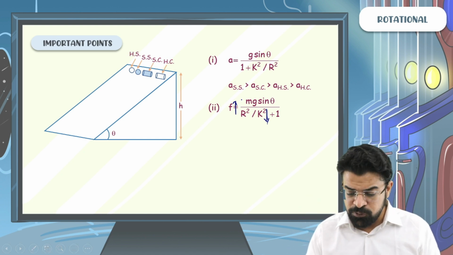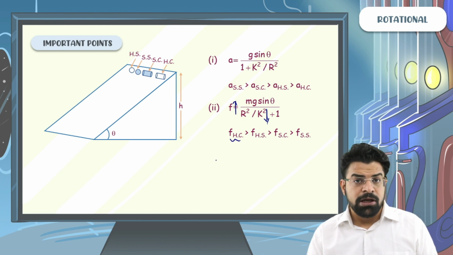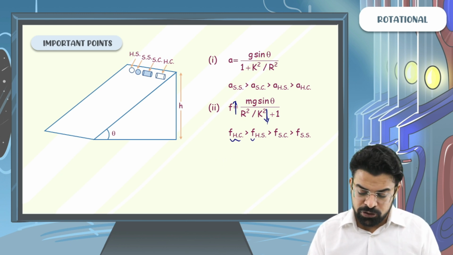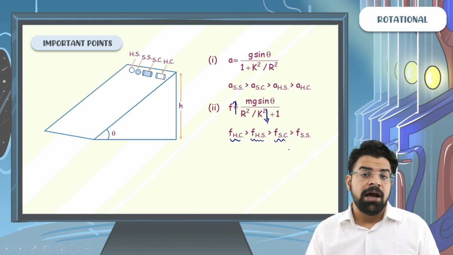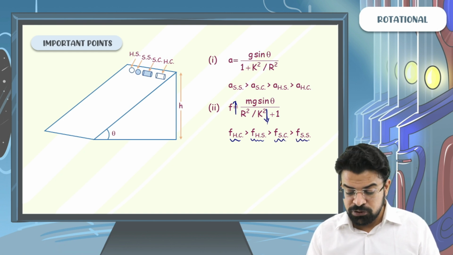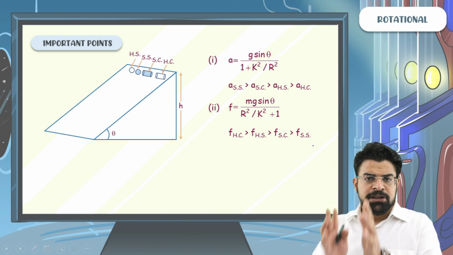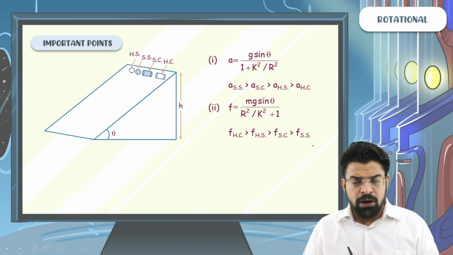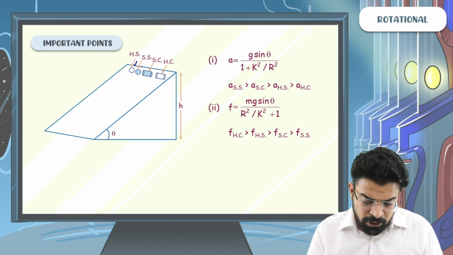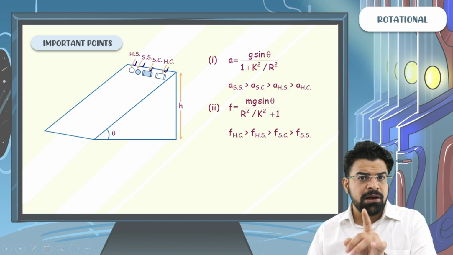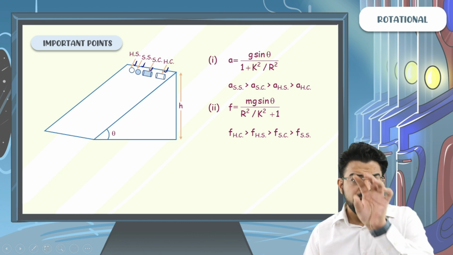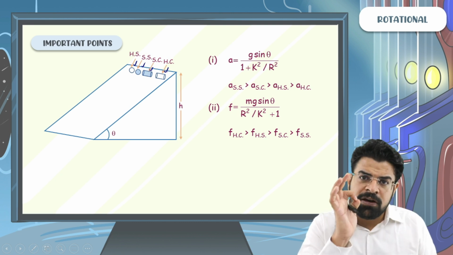So the friction force on the hollow cylinder has to be greater than the friction force on the hollow sphere, which has to be greater than the friction force on the solid cylinder, and which has to be greater than the friction force on the solid sphere. So you need to remember these two things. Now, if all four of them are released on a surface where the friction coefficient is sufficient for them to roll, which one will reach the base first?